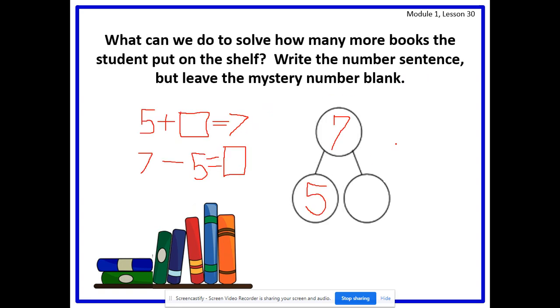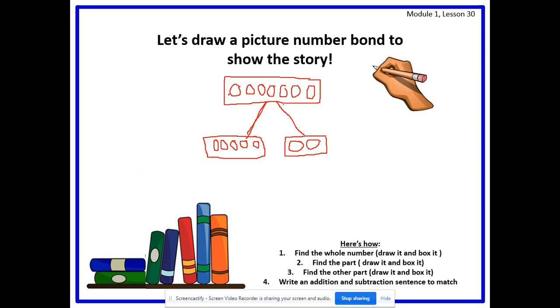So if you see the other number bond, it still has the parts 5 and 2, and the whole number 7. In our picture number bond, it just has the drawings instead of the numbers. There's 5 circles, 2 circles as the other part, and 7 circles in total. But remember one rule: keep your drawing organized, keep your drawing in a straight line. Should your circles be all over? No, they should be in an organized line.